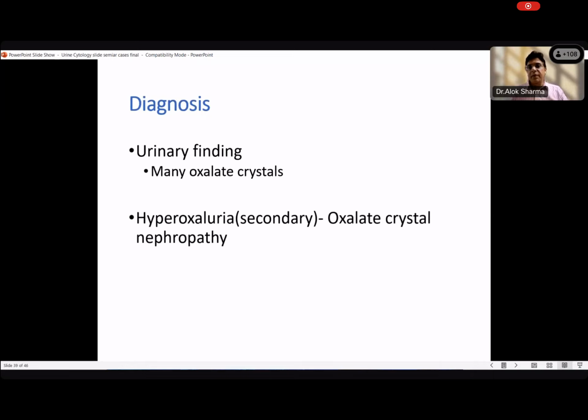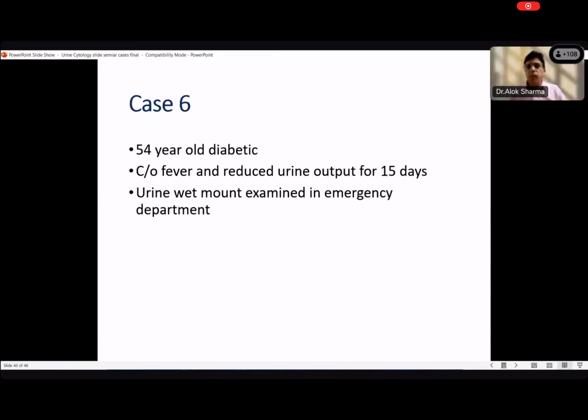Right. Okay. So this we will pick up. People can pick this up. A 54-year-old diabetic patient complained of fever and reduced urine output for 15 days. Urine wet mount examined in the emergency department shows this. What are these?